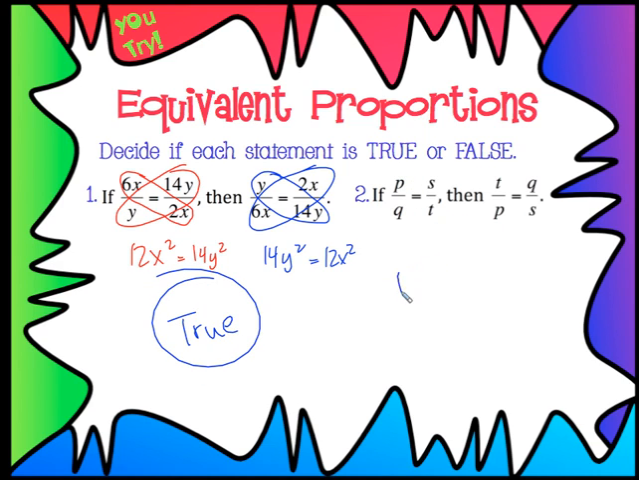If I cross multiply these, you get PT equals QS and ST equals PQ. Those are not the same, so that is false.